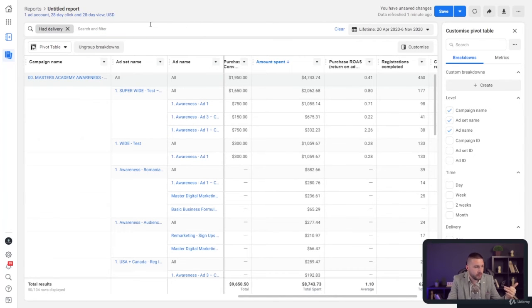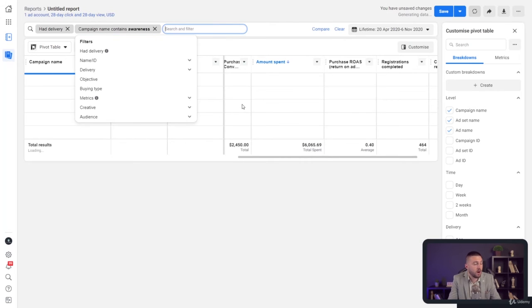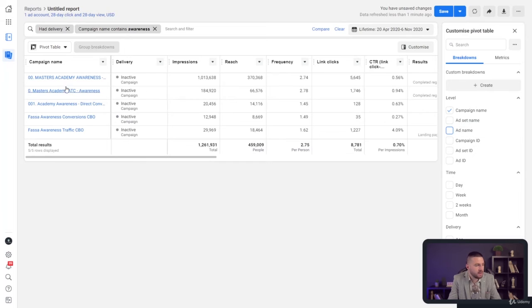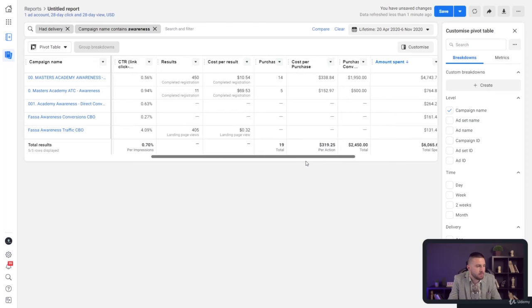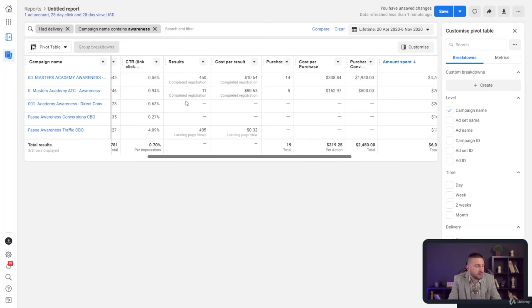Also, another very cool feature that you can do here is you can create things, so-called filters or searches, that will filter your report. So let's say I want all the campaign names that contain awareness. So we are going to get rid of the ad sets and the ad names. And so now I can only take a look at my 5 different awareness campaigns. And so now I can see how they worked, right?